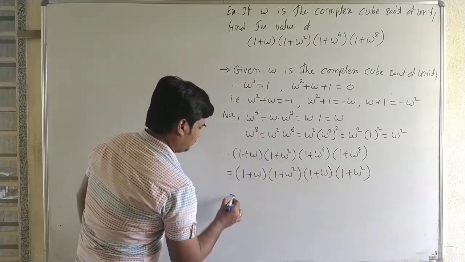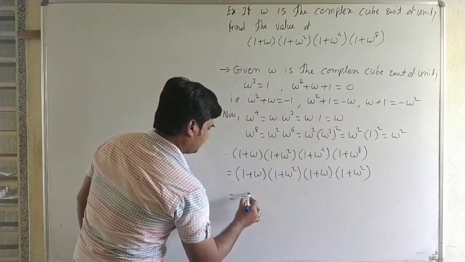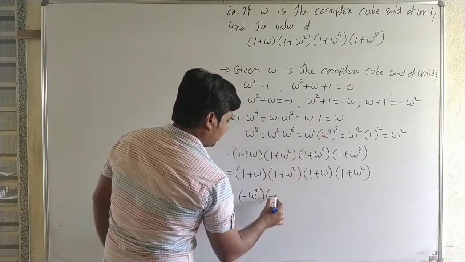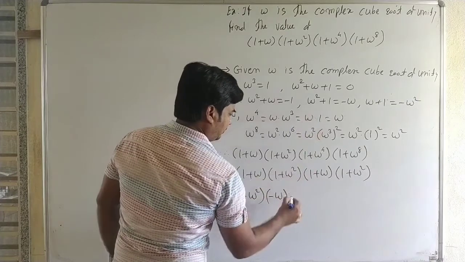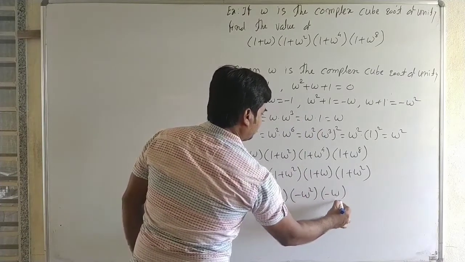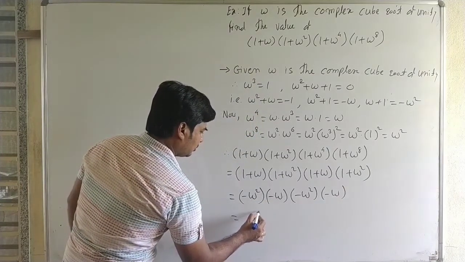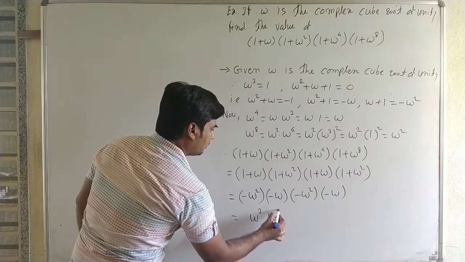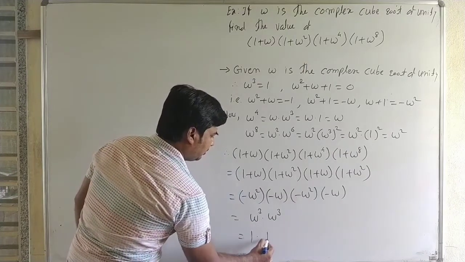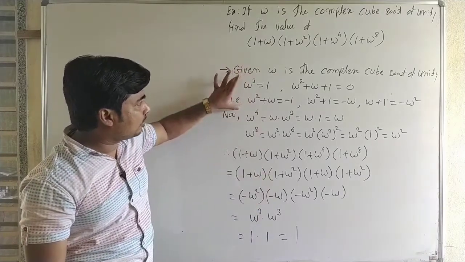Put all the values. Therefore 1 plus omega is minus omega square. 1 plus omega square, it is minus omega. Then again minus omega square, it is minus omega. Now here we can write minus minus plus, omega cube into omega cube, omega cube into omega cube, and then it is 1 into 1, and then last answer it is 1. Okay, see carefully, we use these properties.